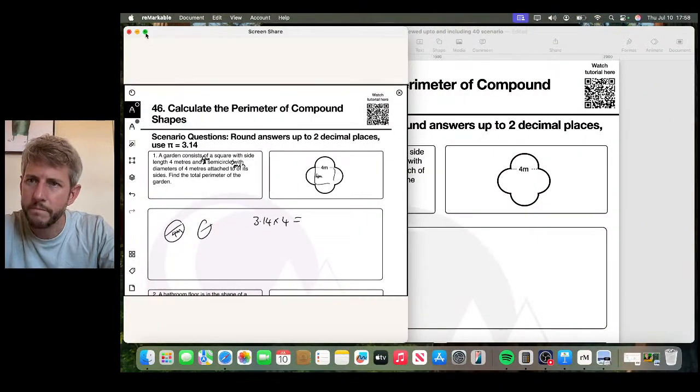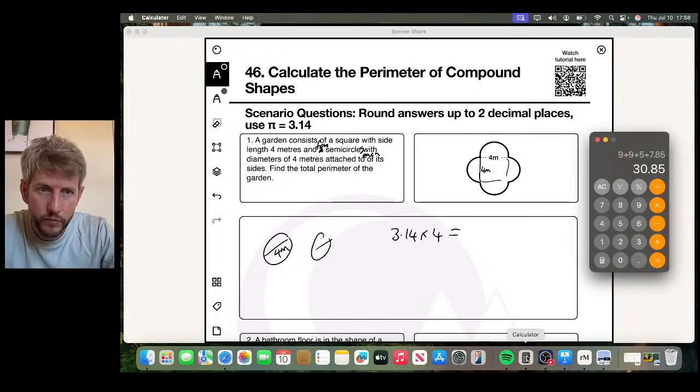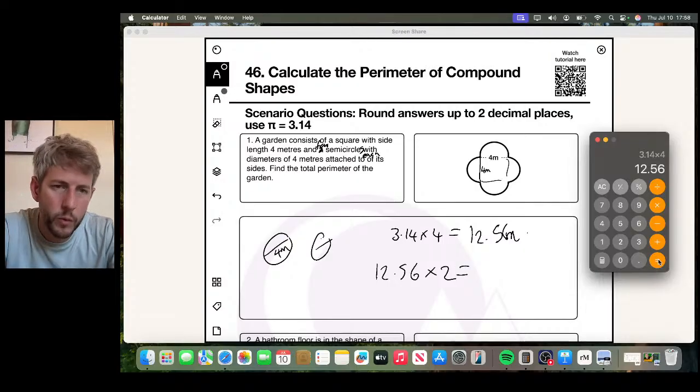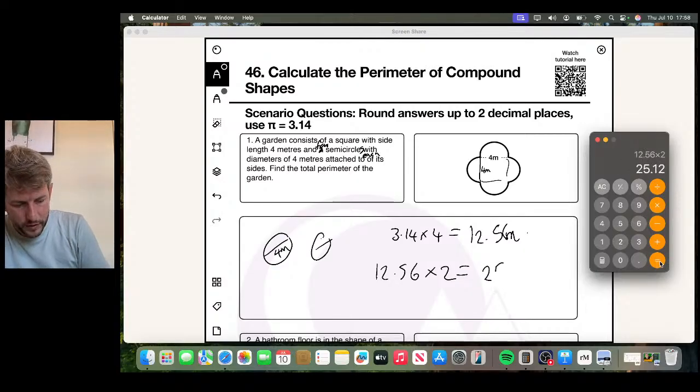Okay, what's that? Here we go. So let's do this here. 3.14 times 4 equals 12.56. So that would be like from here to here, and then we need to double that. 12.56 times 2, and we'll see what we get there. So 12.56 times 2 will equal 25.12 meters. Okay, great.